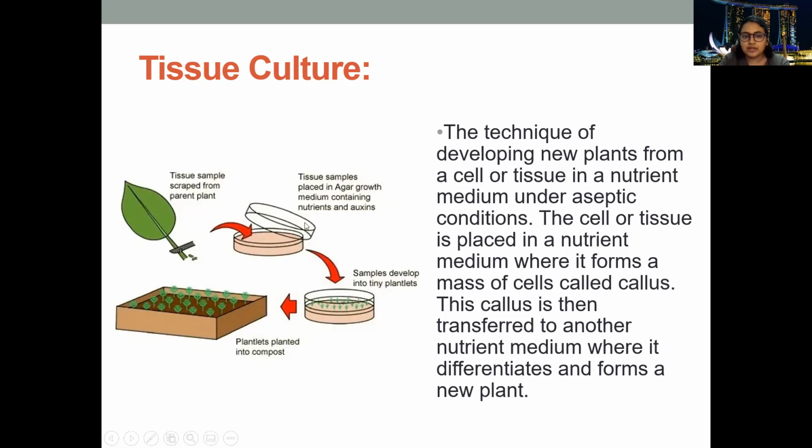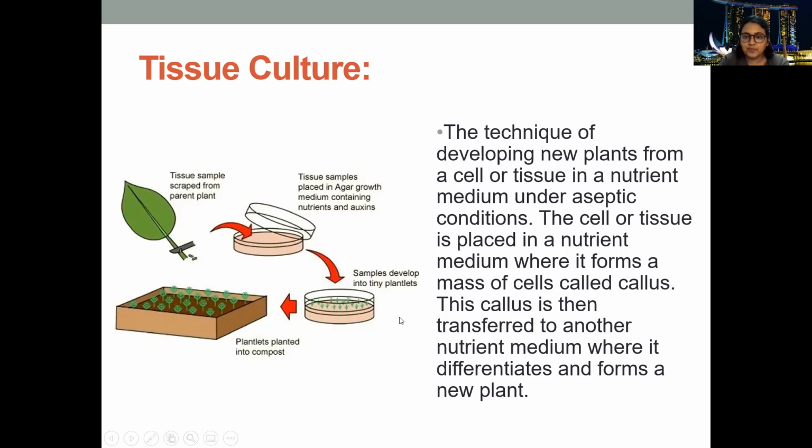Then the petri dish is covered, and slowly after a few days, this small tissue will develop into tiny plantlets. Once these plantlets have grown a little bit, so that it is okay to transfer into the soil, it is transferred into the compost. That is another nutrient medium.